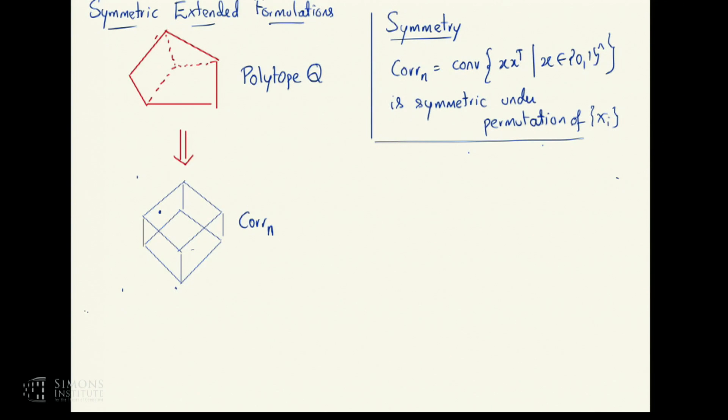Okay, so now we want to prove lower bounds for extended formulations. But before we get to general extended formulations, there's an interesting subclass that we want to look at, which is symmetric extended formulations. So what are symmetric extended formulations? Here, you see that the correlation polytope has a lot of symmetries. In particular, I can permute the n coordinates of x, and the correlation polytope stays the same.